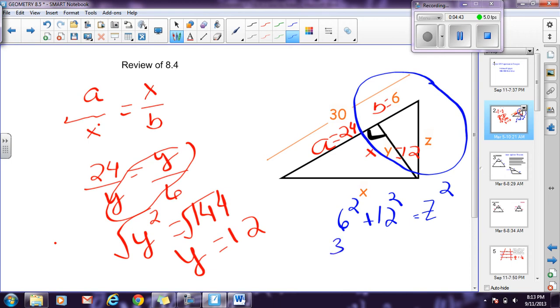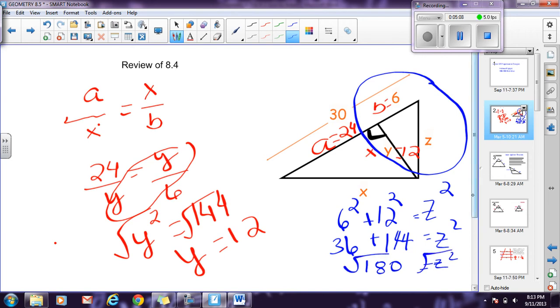Okay, 6 squared, 36, 12 squared is 144, equals z squared. Okay, so then 36 plus 144 is 180? Yeah, it's 180. And then you got to square root 180. And obviously 180 doesn't have a perfect square root, so you have to break it down.